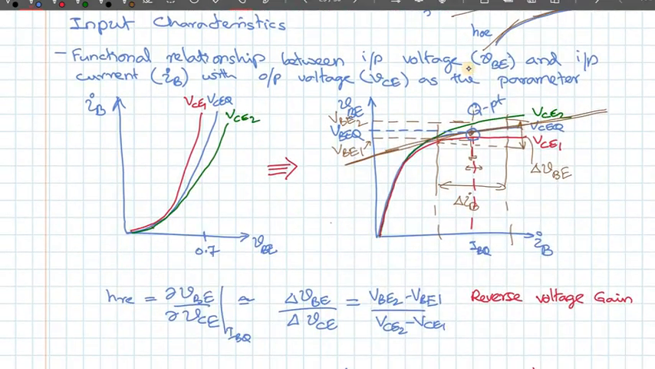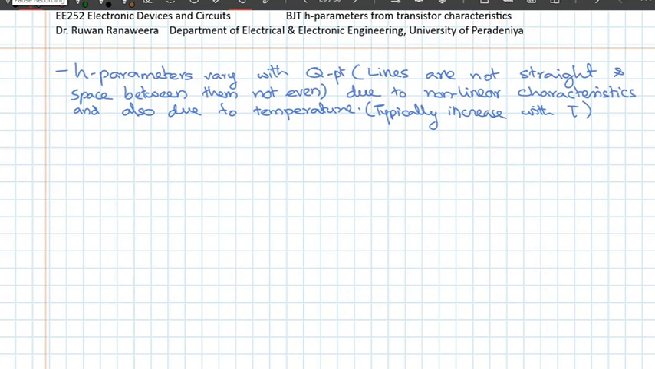And similarly here, you'll have a similar effect for HRE and HIE. So H parameters vary with the Q point because lines are not straight and spaces between them are not even, both in input and output characteristics. This is due to the nonlinear characteristics of the BJT, and also these values can change due to temperature. Typically, as the temperature increases, a lot of parameters tend to increase, like HFE increases with the temperature.